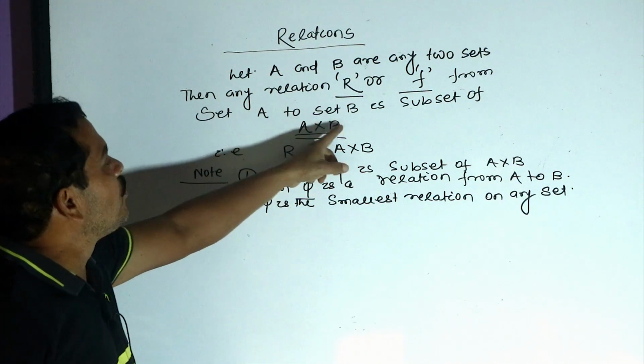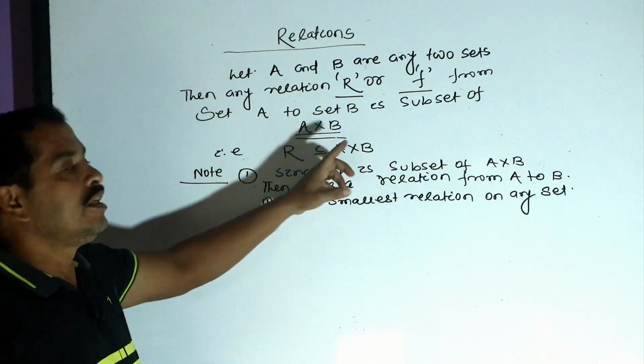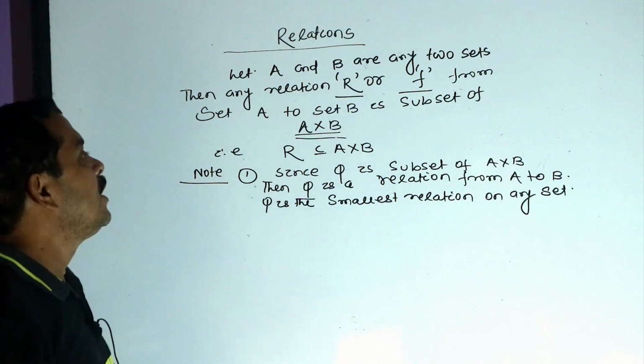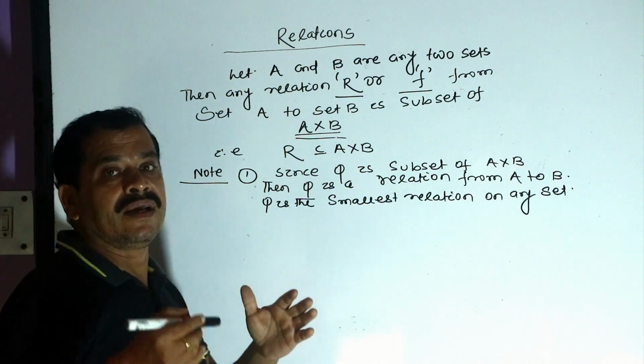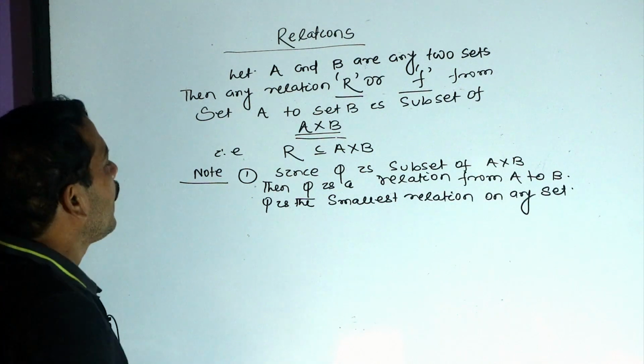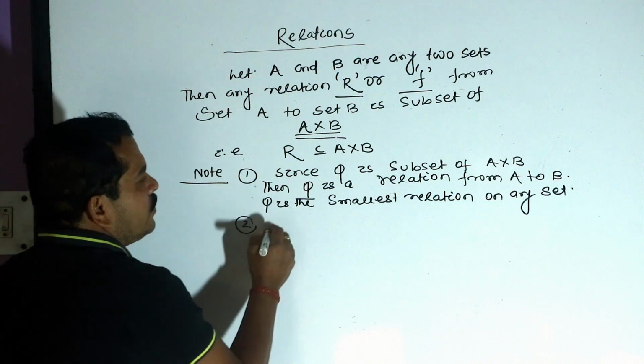If A equals B, then the relation is a subset of A cross A. A and B may be different, may be the same. If A and B are equal sets, then the relation is a subset of A cross A. So phi is a relation on any set. Number 2.